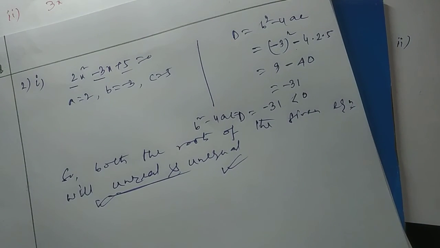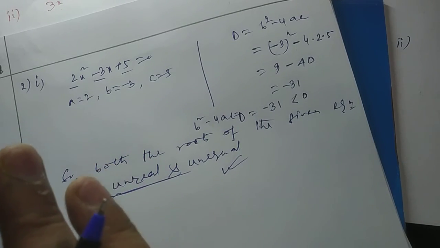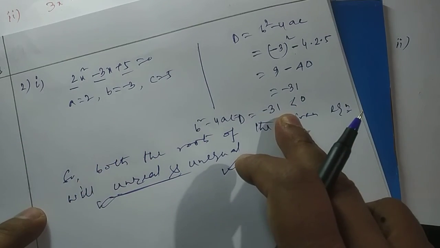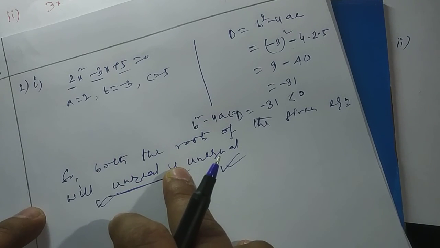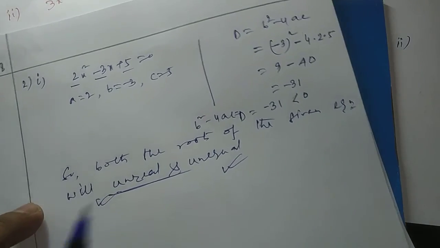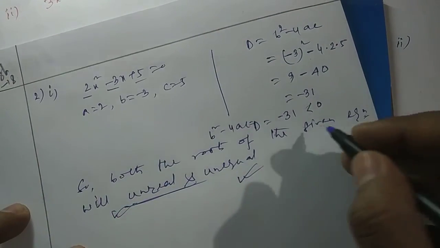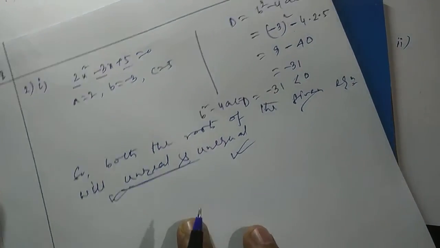Understood? Again I am saying, always we are interested in real roots. But here D is negative, which means we are sure we shall have unreal roots. So you have to stop here, because we cannot get a real root from here. That is the answer for the given question. Okay.